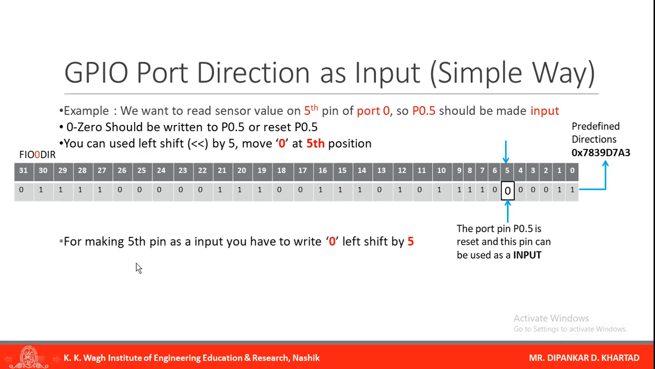So for making the fifth pin as an input, you have to write 0 left shift by 5. So how? FIO0DIR equals 0 left shift by 5. So this is the simple way. You can use this way and also the previous way.